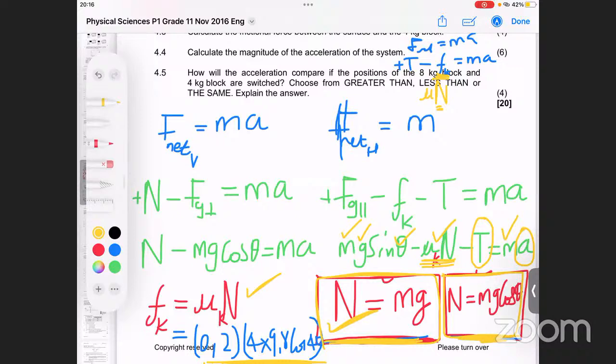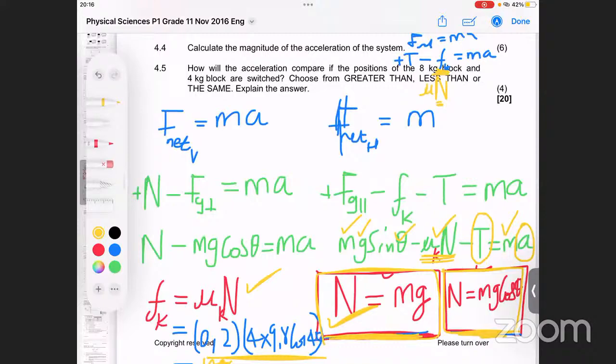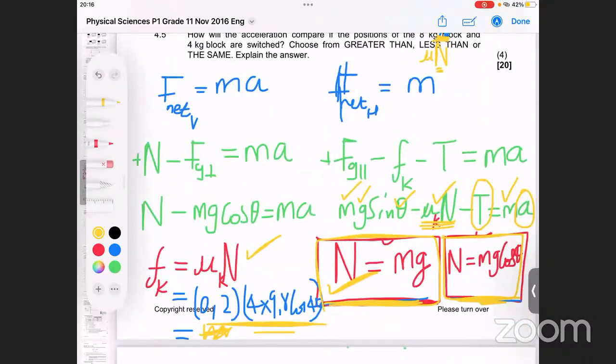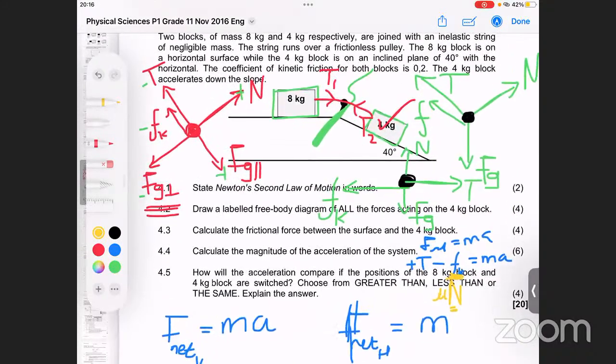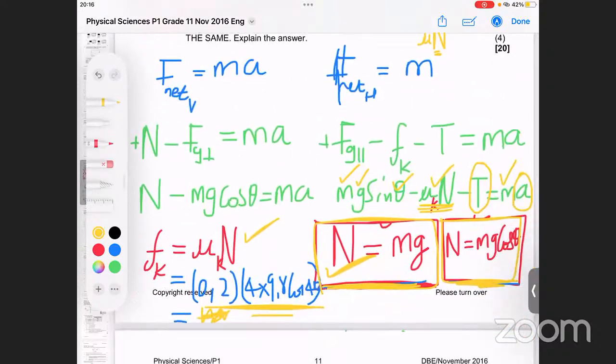My question is, which N are we going to use for the 8 kg? The first one. Why the first one? Because it's on a straight level in a way. You remember the easiest way was to say it's not at an angle. That's why we don't use the one with an angle between those two.